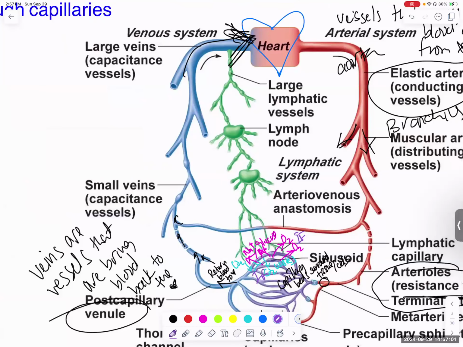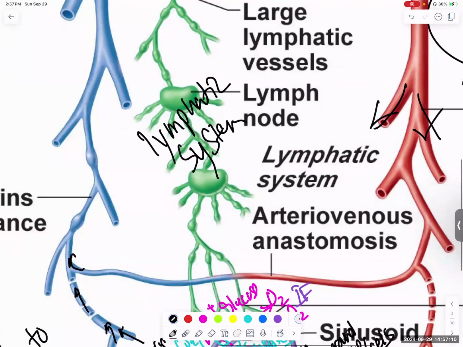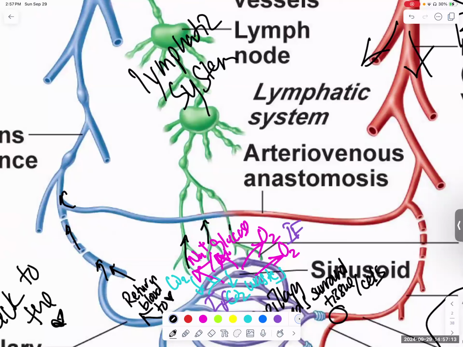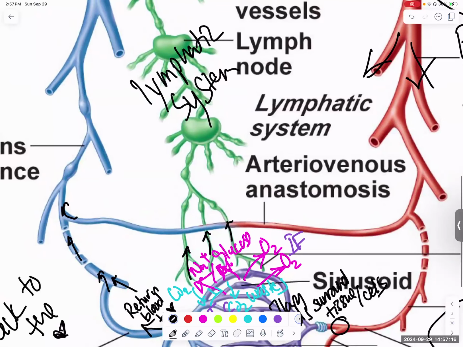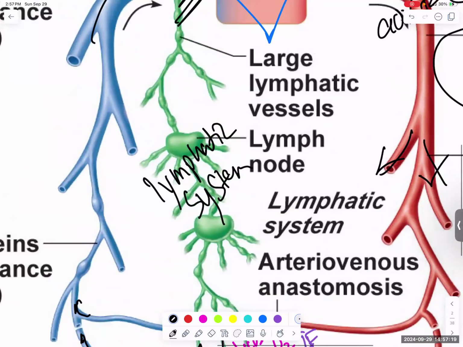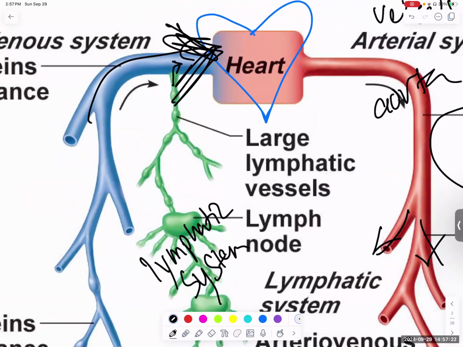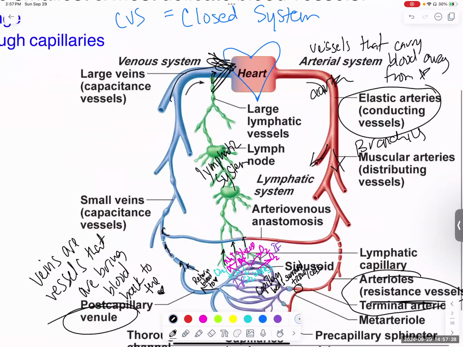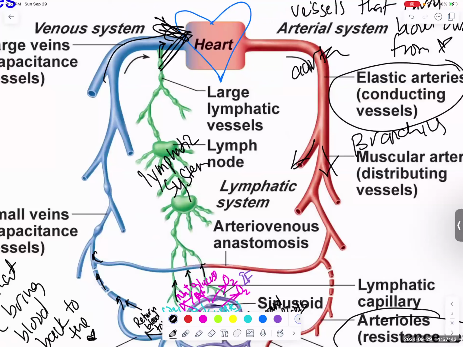Here's where the lymphatic system comes into play. This is your lymphatic system. It is an alternate route for things that leave capillaries to then go through the lymphatic system and then get dumped back into the venous blood. So the lymphatic system is an alternate route for some of the fluid that leaves the capillaries that doesn't get brought back into the venous end of the capillary. The lymphatic system is another route for that blood, or fluid, to return to the heart.